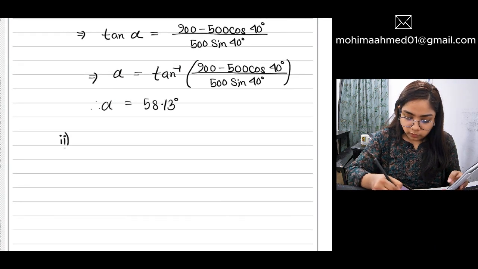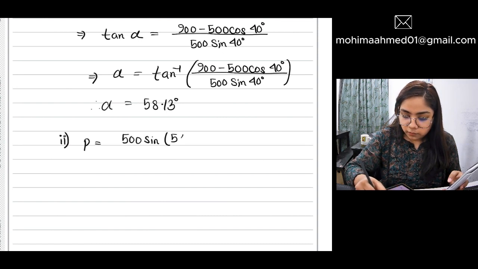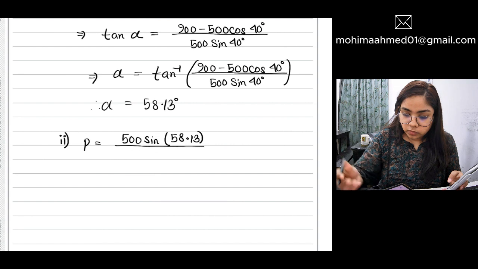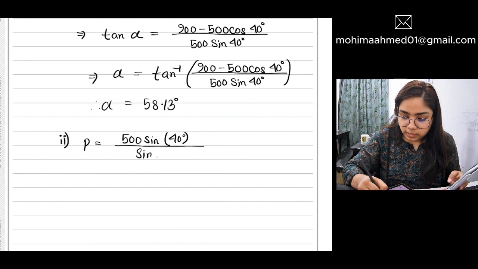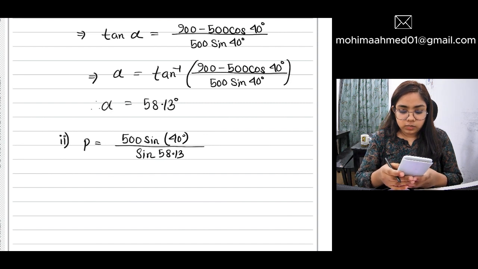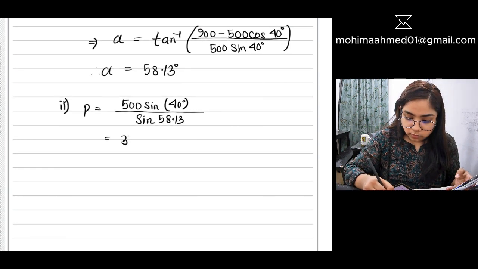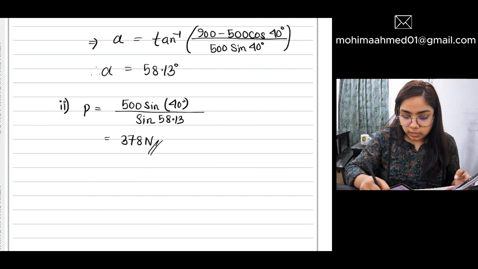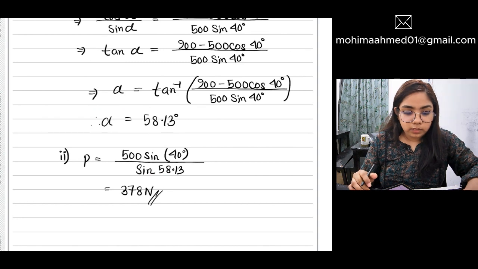So for part 2, I think P would be 500 sine alpha... sorry, it was 500 sine 40 divided by sine 58.13, right? Okay. So you get 500 into sine 40 divided by sine 58.13. So you get 378 Newton. Yeah, 378 Newton. That is the value for your P over here that was acting on this boat.